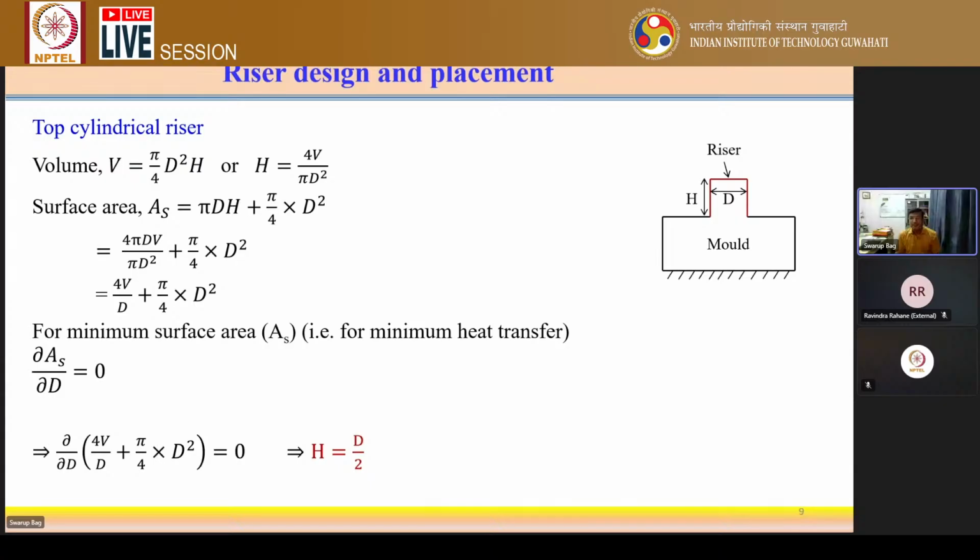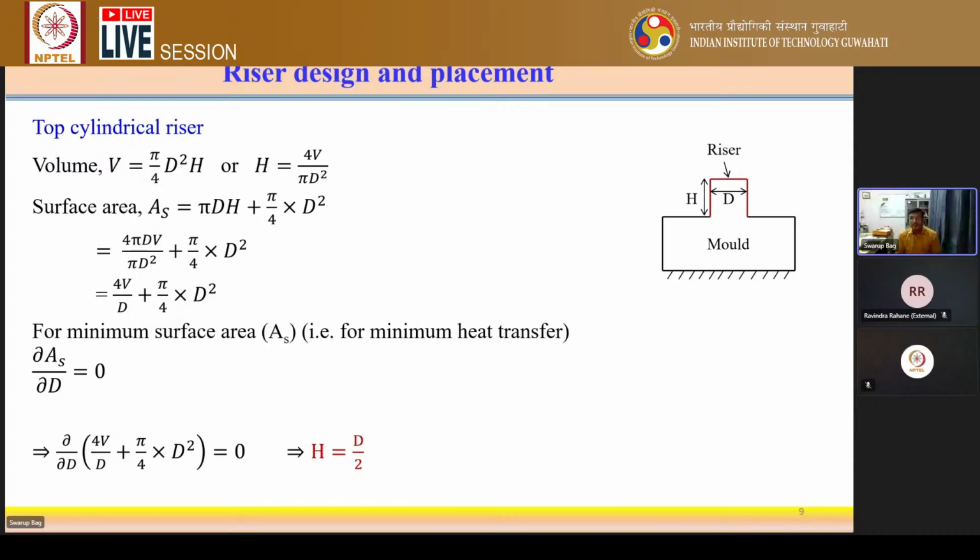Therefore, if we follow the minimum surface area in this expression, we reach the relation h equal to d by 2. That means the height of the cylindrical riser should be d by 2. And this is called the top cylindrical riser. In the top cylindrical riser, the effective heat transfer area is the side surface, the circumference of the cylinder, as well as the top surface. Now, in the side cylindrical riser, all surfaces are responsible for the heat loss. So we count all the surfaces, top and bottom, as well as the circumference of the cylinder. If we consider it this way and minimize the surface area, we reach H equal to D.